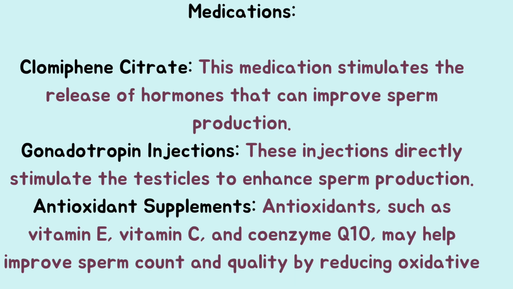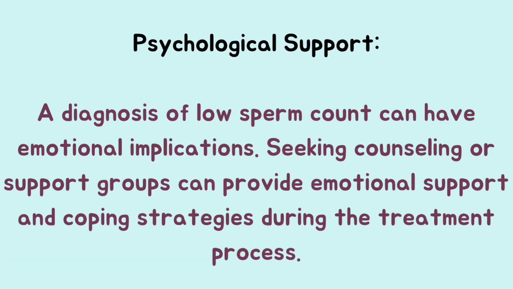Medications like clomiphene citrate stimulate the release of hormones that can improve sperm production. We can also give gonadotropin injections. Gonadotropins are hormones that stimulate your testes to produce sperms. And then you can also give antioxidant supplements like vitamins E, C, coenzyme Q, which help with fighting those free radicals within the body.